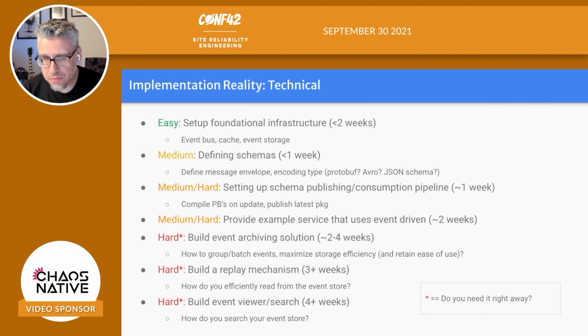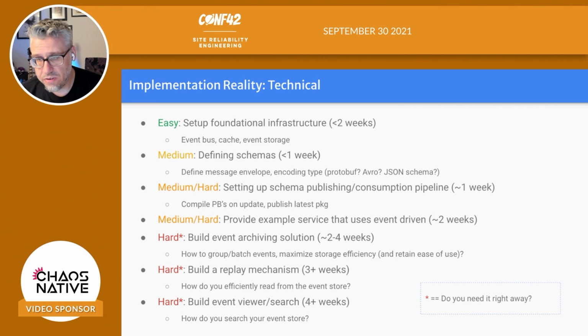It can be anywhere from medium to hard, really. It entirely depends on how complicated your schemas are. Are you using protobuf? What are you using actually for the messaging, coding, all that sort of stuff? A really important thing is to provide an example service that uses event-driven.